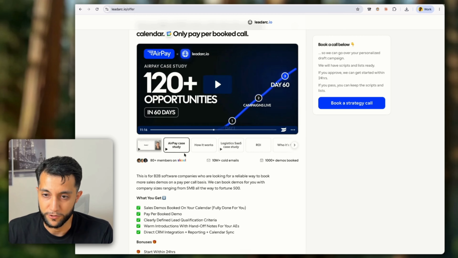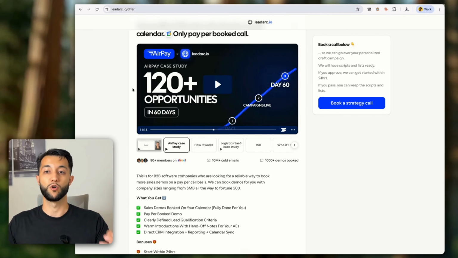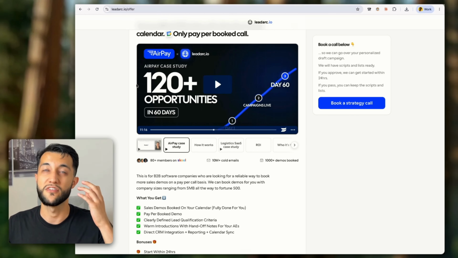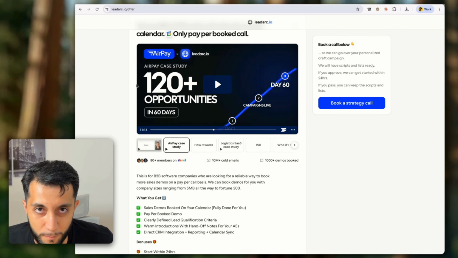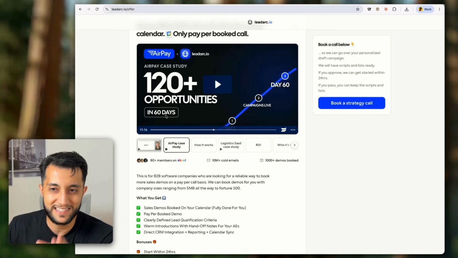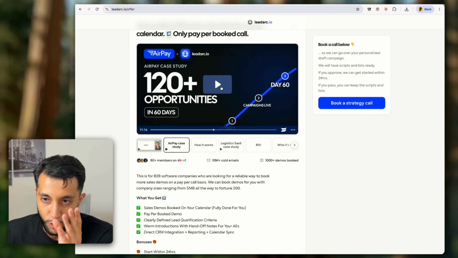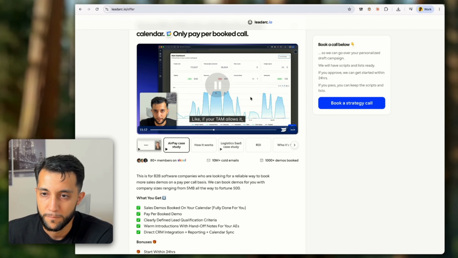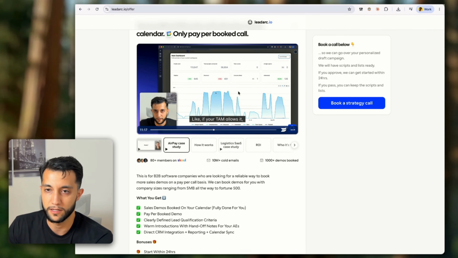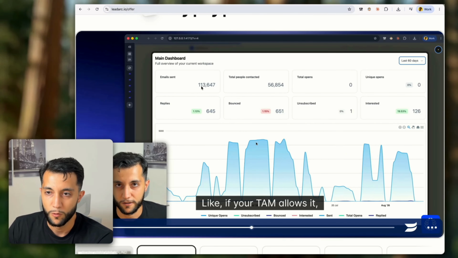If you look at Airpay, for example, we haven't been able to get proper lead flow up until month 8. This takes time. And now, in the last 60 days, we got 126 opportunities through cold email. I actually have the screenshot over here.